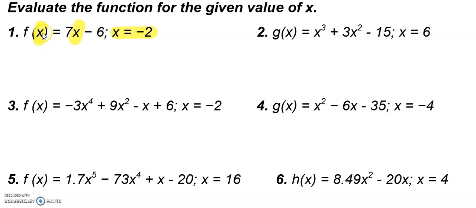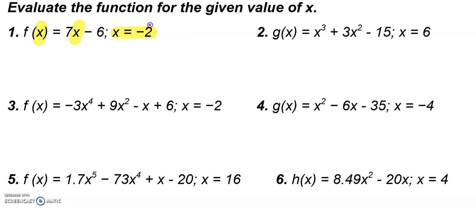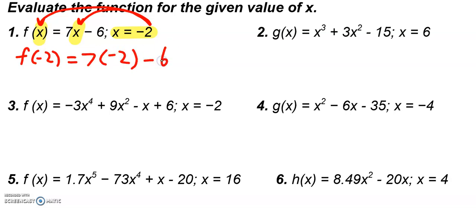All right, so for the first one, I highlighted these x's, and then here, this is the given value. The reason why I did that is I really want us to make sure we understand that when we're evaluating something, it's literally just saying plug this in for this thing, and in this case, this thing is x. So I'm going to substitute a -2 everywhere I see an x. So this becomes f of -2 equals 7 times -2 minus 6.